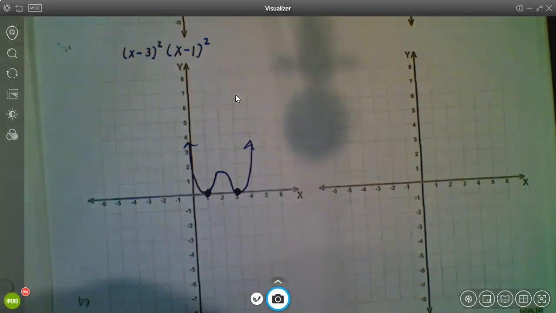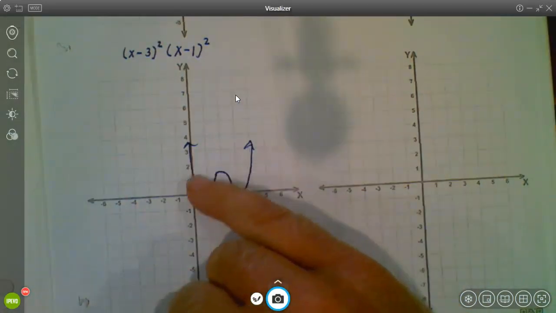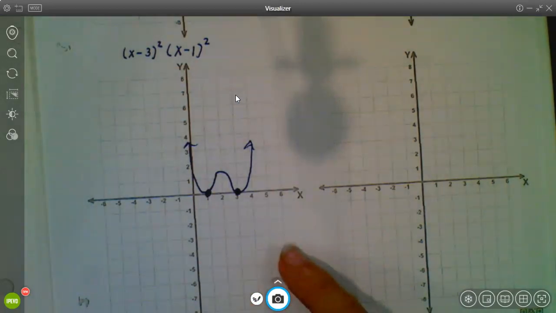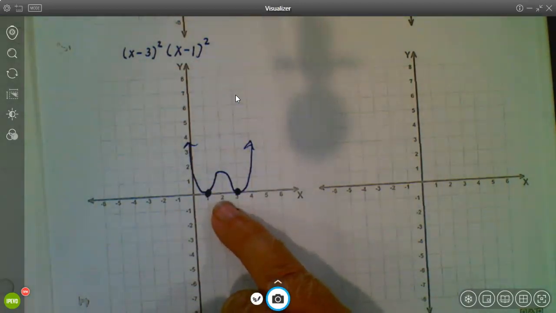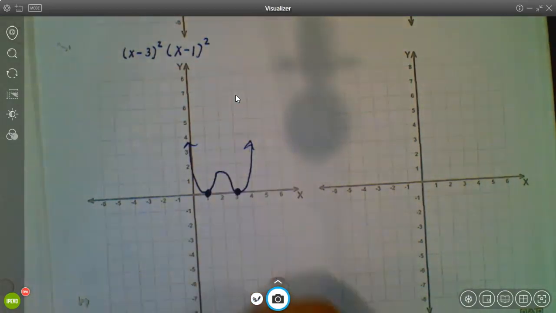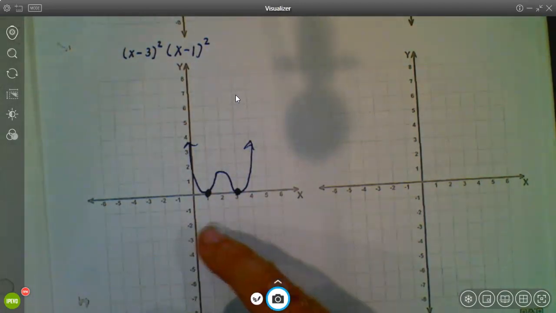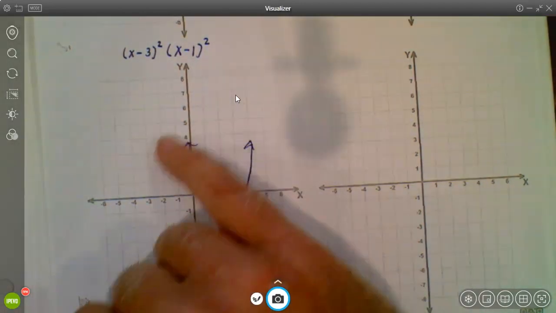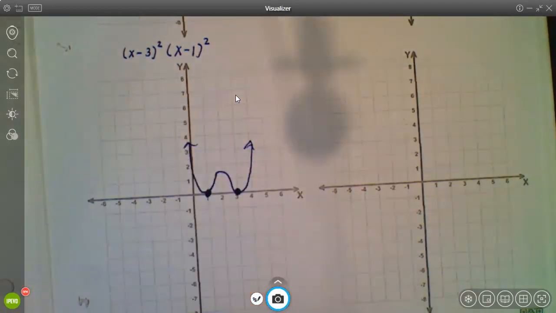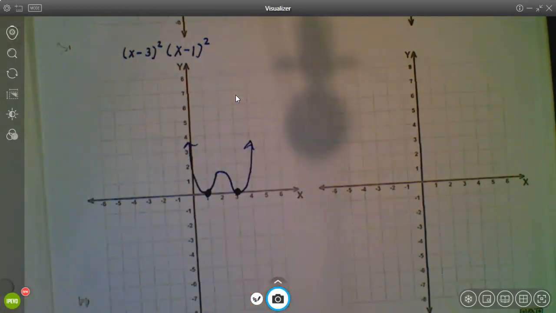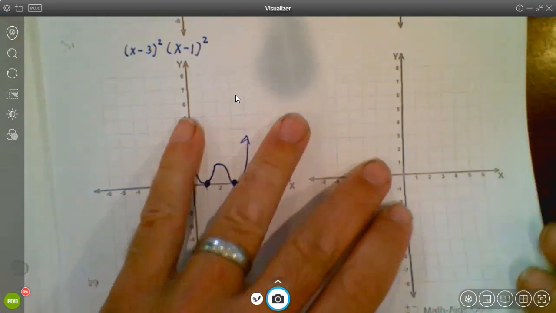Okay, and so again, you could throw that into a calculator and we could be much more accurate on this if we wanted to. We could definitely plug in positive 2 to figure out this local maximum. We could also plug in 0 to get my y-intercept, and that would have been more accurate as well. Let's do one more.